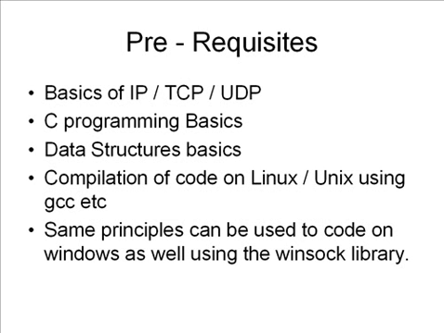Now the prerequisites for this tutorial. I would just require you to know the basics of IP, TCP and UDP, what they are, how they differ from each other. For example, TCP is connection oriented and UDP is connectionless, and so on and so forth, and the very basics of C programming and data structures. For this tutorial, we'll be limiting ourselves to compiling on a Linux based system using GCC. Of course, with a little bit of knowledge of WinSock, it is trivial to compile the same programs on a Windows based system.